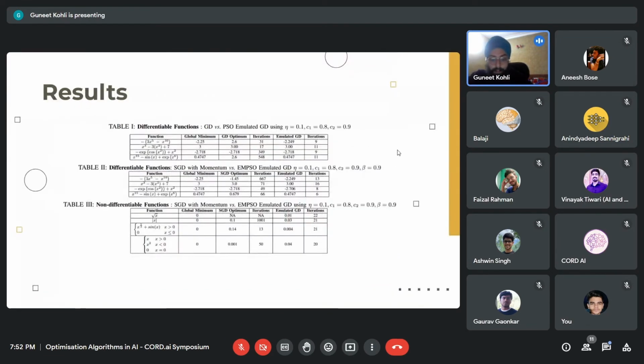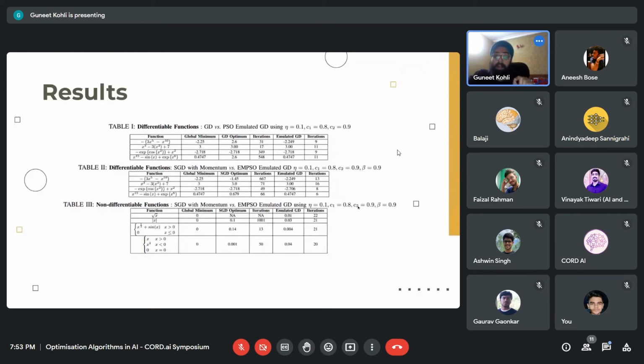So these are the results. I have put these results for your understanding. You can go through these results and see how well they are performing. They have tried to show you differentiable functions with GD versus PSO, then SGD versus EMPSO, and then the non-differentiable functions. A lot of important focus can be put on iterations, which is a very important aspect in optimization, and also the values of the global minimums, the SGD minimum, and the emulated GD. So you have to look at these results. It's very important. They have also proposed now.